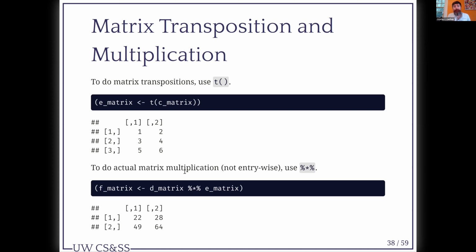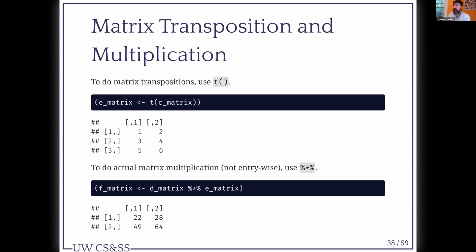To do actual matrix multiplication, that is not entry-wise multiplication, in R you will do %*%. Looks like the other operators we've used. If I say F matrix is equal to the multiplication of D matrix and E matrix, now we get our proper matrix product here: 22, 28, 49, and 64. D matrix and E matrix must be conformable arguments, proper linear algebra.